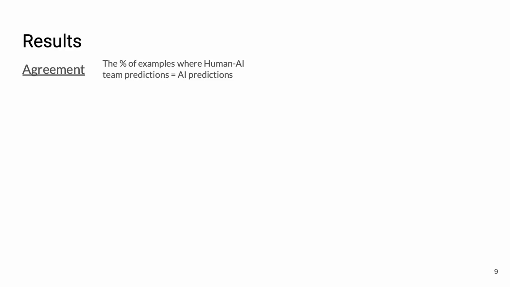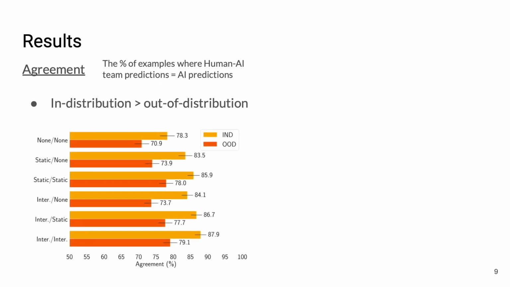We summarize the results for agreement into two observations. Agreement for in-distribution examples is higher than for out-of-distribution examples. This suggests humans behave differently depending on distribution types, and on average, trust AI more for in-distribution examples, as we expect.